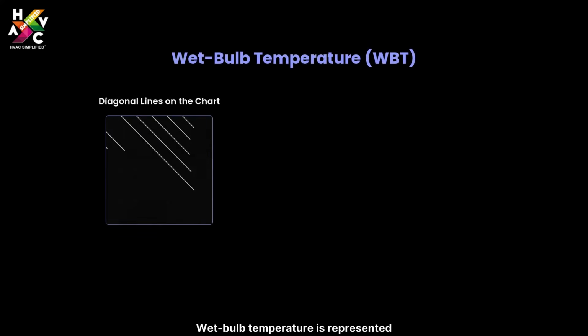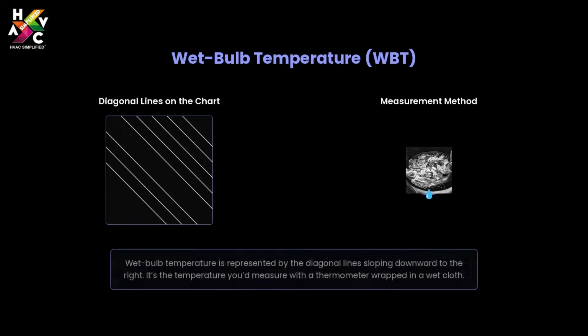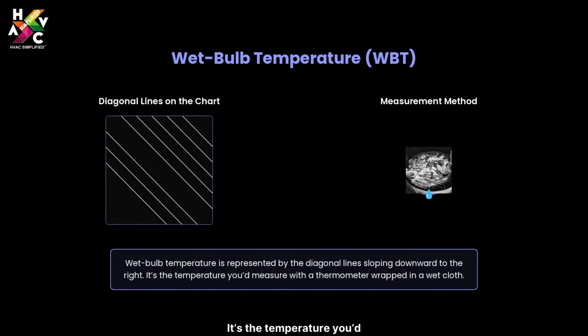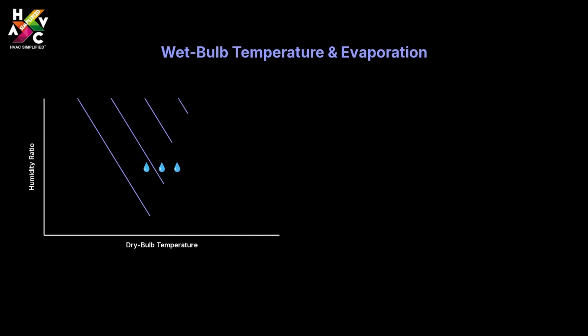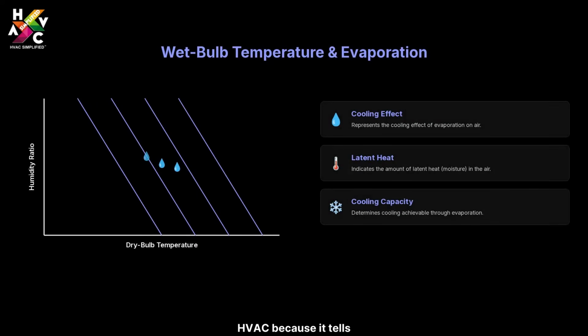Wet bulb temperature is represented by the diagonal lines sloping downward to the right. It's the temperature you'd measure with a thermometer wrapped in a wet cloth. It represents the cooling effect of evaporation. It's very important in HVAC because it tells us how much latent heat the air holds and how much cooling we can achieve through evaporation.